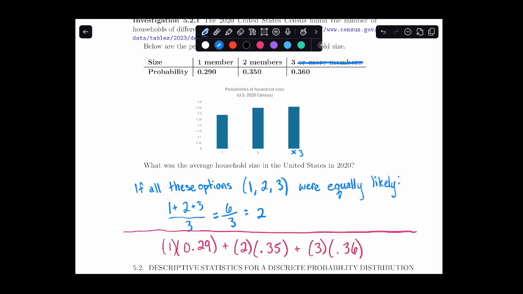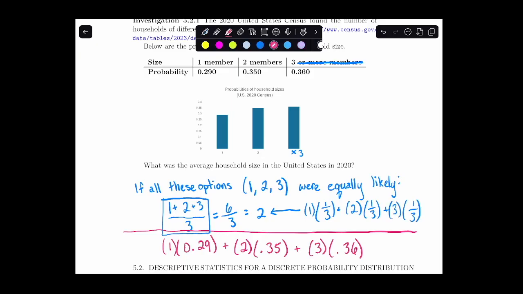And this is actually the same thing that we were doing above when we assumed they were equally likely and we were taking the average. When we're taking an average, if I look at this fraction I have over here, this would be the same as doing 1 times a third plus 2 times a third plus 3 times a third.